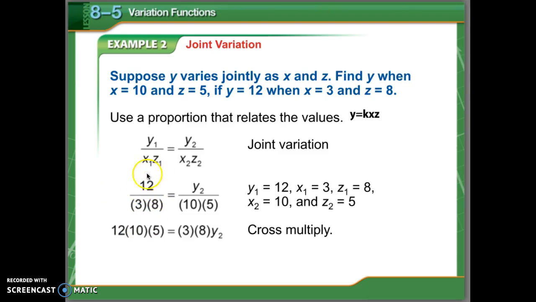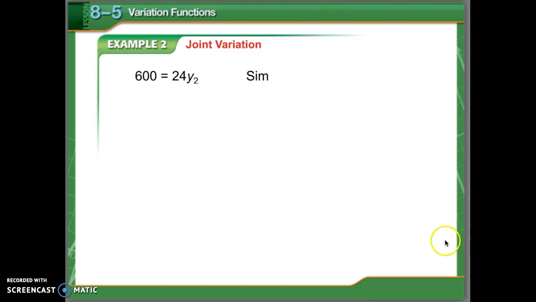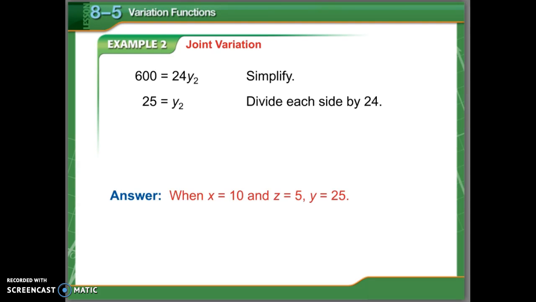But when you simplify this, they're going to cross multiply again. This side over here, 120 times 5, that would be 600, and then 3 times 8 is 24, so we're going to end up dividing both sides by 24, and we get the value of y is 25. And that's your answer. When x is 10 and z is 5, y is 25.